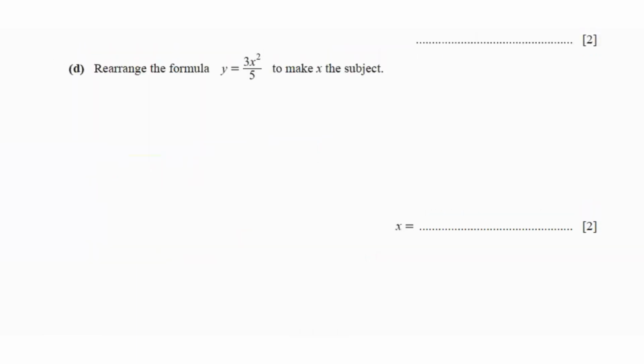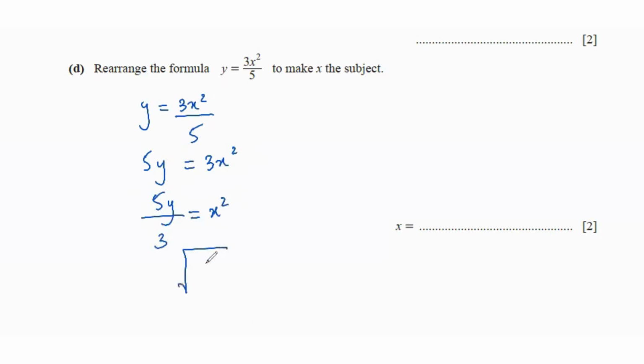Rearrange the formula to make x the subject. So that's going to be y equals 3x squared over 5. We do 5 times y equals 3x squared. Divide 5y by 3, that is x squared. And then to get rid of the square, we'll take the square root of 5y over 3. And the square goes away from x. So root 5y over 3 is x.